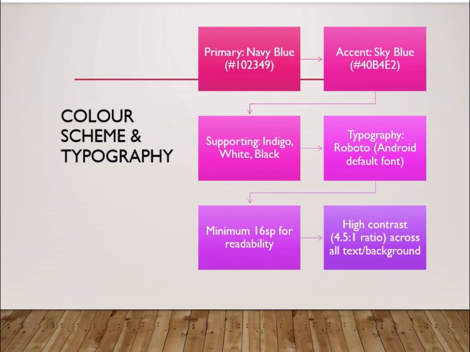Font size starts at 16 sp to accommodate low vision users, and we ensured high contrast between text and background, meeting the WCAG 2.1 minimum contrast ratio of 4.5 to 1. Tap targets and input elements were also designed with accessibility in mind. Each is at least 44 by 44 pixels to support users with limited dexterity. These design choices contribute to a clean, readable, and inclusive user experience.